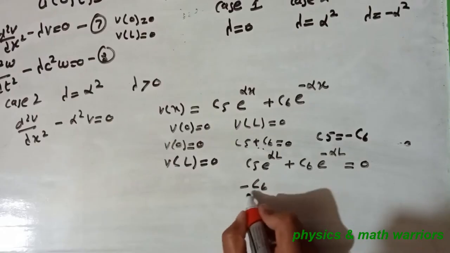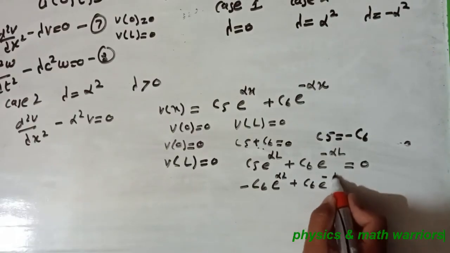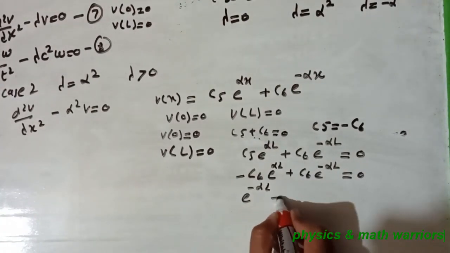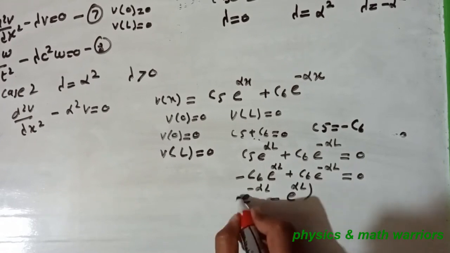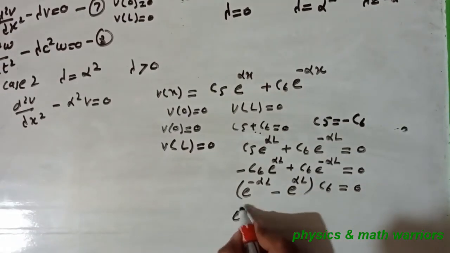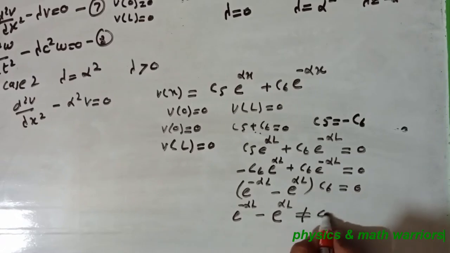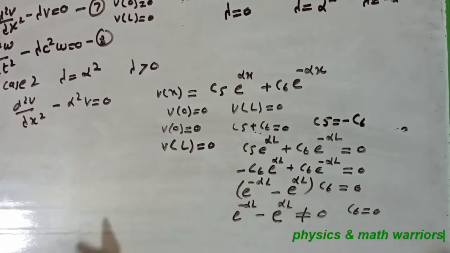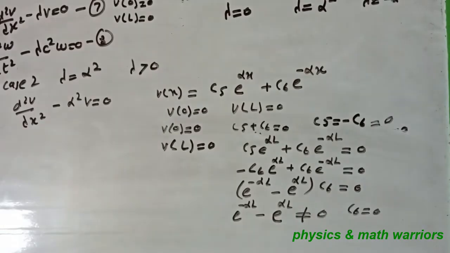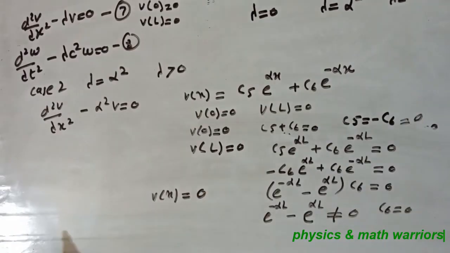and c5 is equal to minus c6. So this becomes minus c6 exponent alpha L plus c6 exponent minus alpha L is equal to 0, and exponent minus alpha L minus exponent alpha L multiplied by c6 is equal to 0. Since exponent minus alpha L minus exponent alpha L is not equal to 0, c6 is equal to 0. If c6 is equal to 0, then c5 is also equal to 0. So v of x is equal to 0.